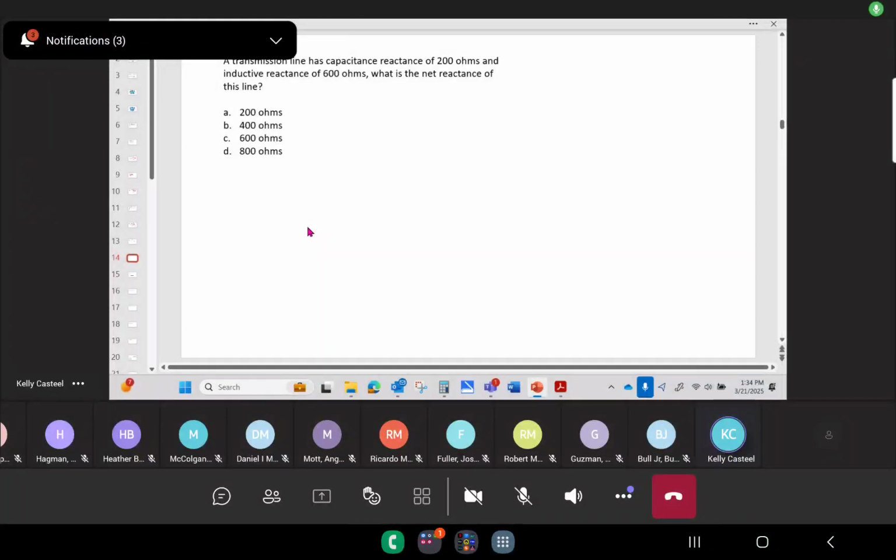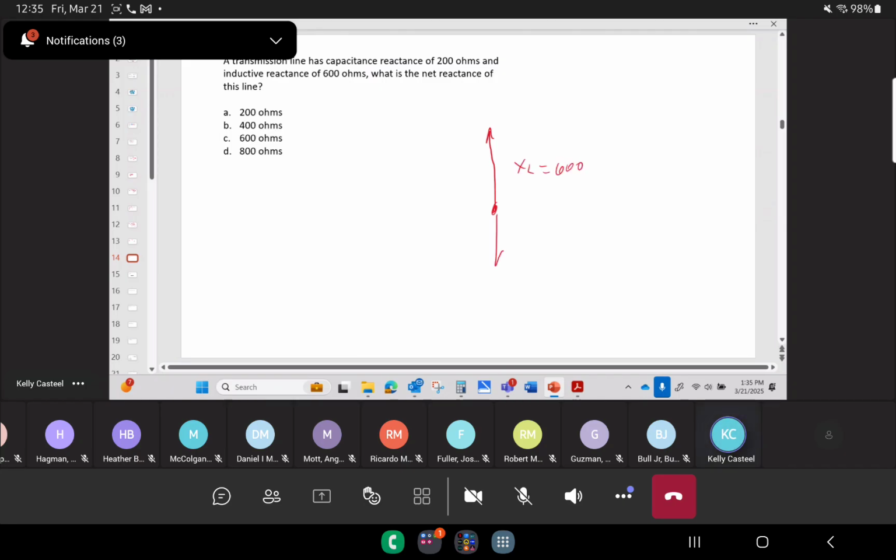100 ohms. What is the net reactance of the line? Well, just remember that capacitive reactance and inductive reactance are literally and figuratively polar opposites of each other. So if we had inductive reactance of 600 and capacitive reactance of 200, then essentially the 200 ohms of capacitive reactance would just subtract from the inductive reactance.